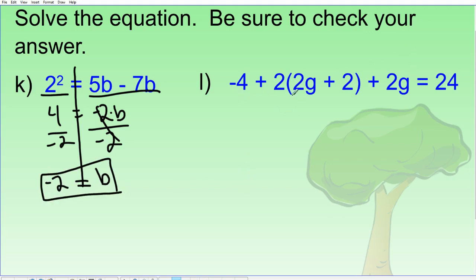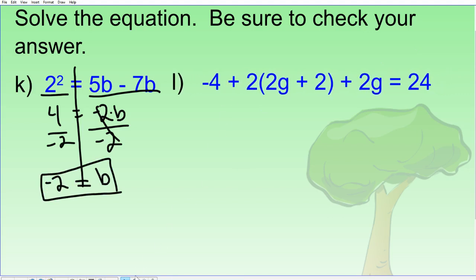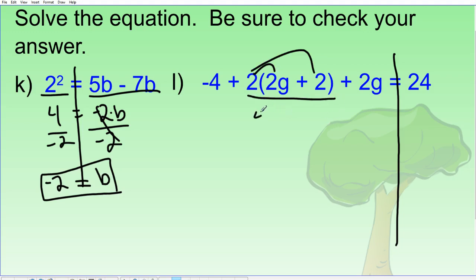Letter L. Lots of stuff going on here. But the first thing I see is I have these parentheses here. I have to distribute to get rid of them. So this math is going to come up with 4g plus 4. I'm going to write down the rest of the problem. There's a negative 4 out front, a positive 2g in the back equals 24.